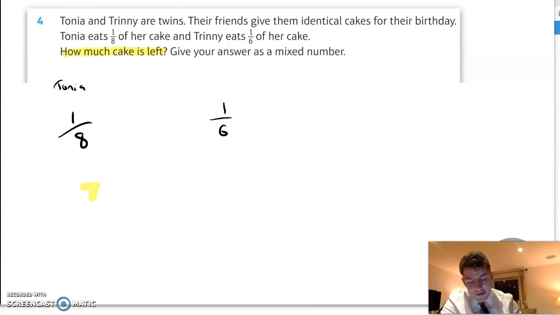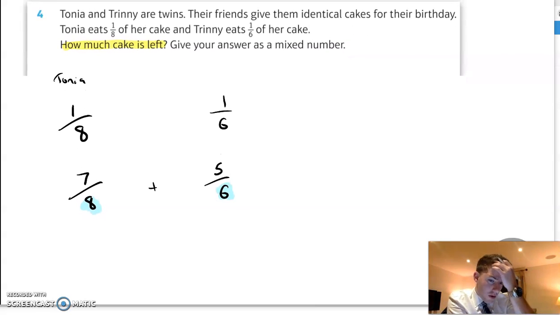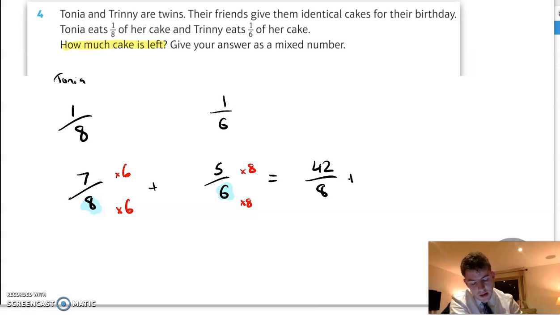Well, Tonya has 7/8 left, and Trini has 5/6 left. So we have to add them up. Now, when we add fractions, we need to have the same denominator. So 8 and 6 have a lowest common multiple of 48. So we're going to times the left hand side one by 6 and this one by 8. So that gives us 42/48 plus 40/48. And that leaves us with, oh, sorry, anyone spot my mistake?